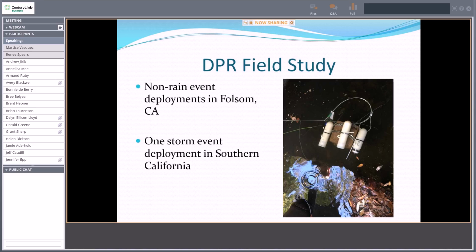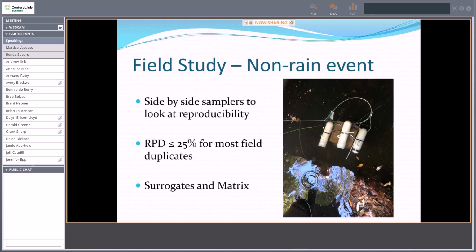So just quickly, I wanted to give you a brief overview of the DPR field study. They did multiple deployments during non-rain events in Folsom, California, at an area which receives quite a bit of urban runoff. They also did a deployment in one storm event in Southern California. For the non-rain event, they deployed side-by-side samplers to look at reproducibility, and the laboratory analyzed those side-by-side cartridges. What we found is that the differences between those field duplicates were actually pretty good.